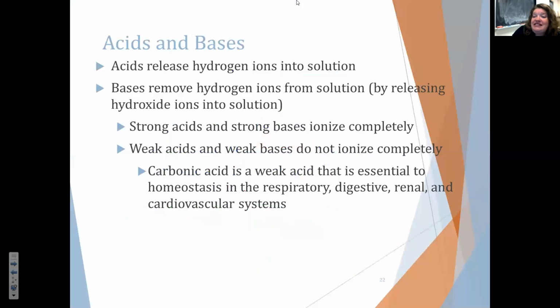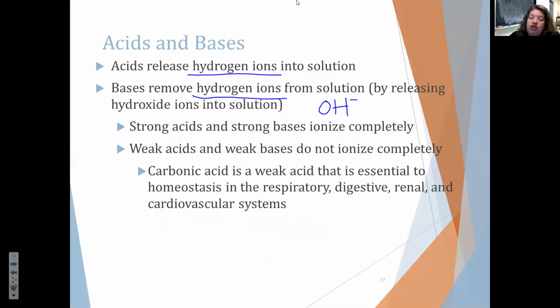So to give you some definitions, to put some of what I was just talking about into words, acids release hydrogen ions into solution. The definition of bases is that they remove hydrogen ions from solution. They do that because they release those hydroxide ions, which combine with the hydrogen to form water.